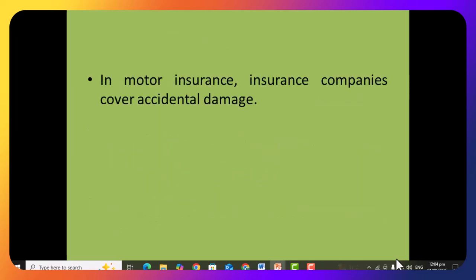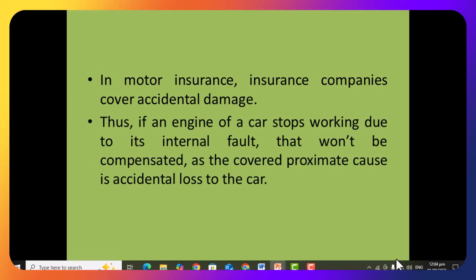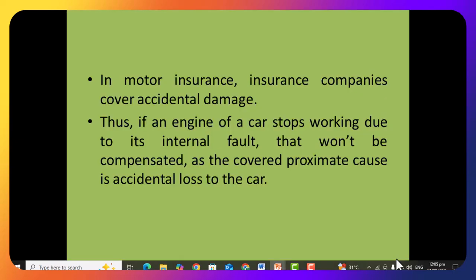So in motor insurance, insurance companies cover accidental damage. Thus, if the engine of a car stops working due to its internal fault, that won't be compensated, as the covered proximate cause is accidental loss to the car, not its functioning. So these were the principles, and I hope that I have successfully managed to clarify these concepts, although they are a bit technical. But these principles provide the legal basis of an insurance contract, and they are universally applied.